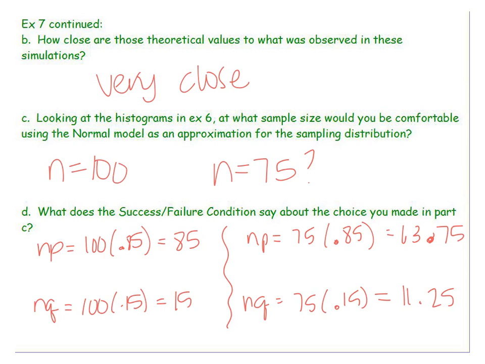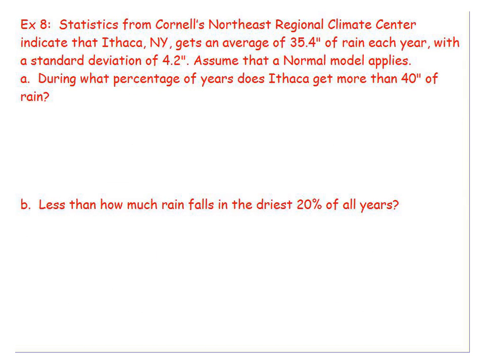So now that we've done a little bit of introduction and realized that our sample size needs to be bigger, we're going to look at some applications of the normal model. Statistics from Cornell's Northeast Regional Climate Center indicate that Ithaca, New York gets an average of 35.4 inches of rain each year, with a standard deviation of 4.2 inches.